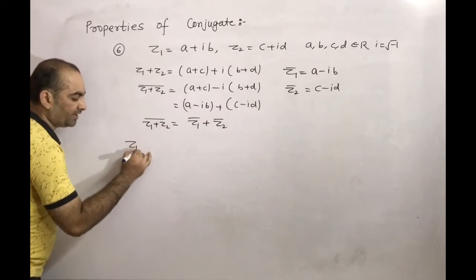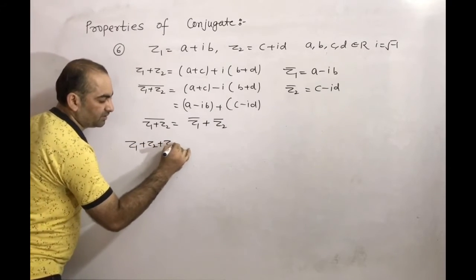Similarly, if you have n complex numbers, z1 plus z2 plus z3 plus so on plus zn.